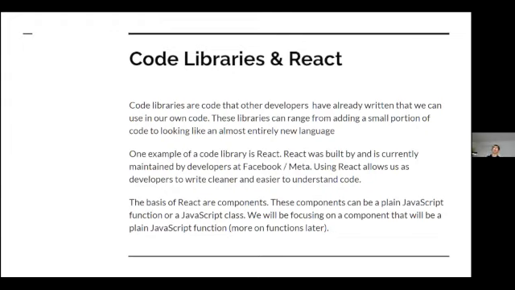So React is a library. It's a coding library. And here's what coding libraries are. It is code that other developers have already written that we can use in our own code. These libraries can range from adding a small portion of code to looking like an almost entirely new language. One example of a code library is React. React was built by, and is currently maintained by, developers at Facebook, or Meta now. Using React allows us as developers to write cleaner and easier to understand code.